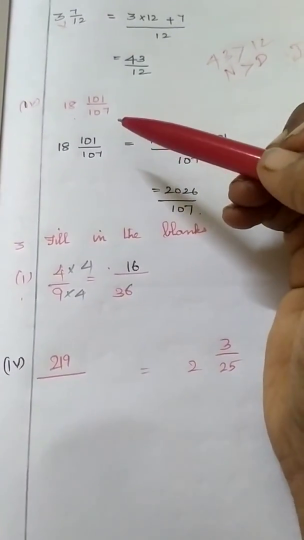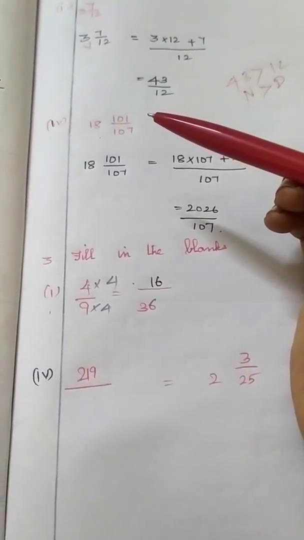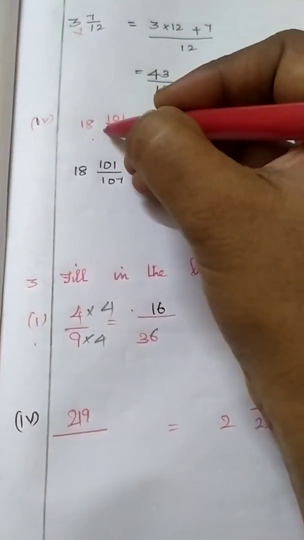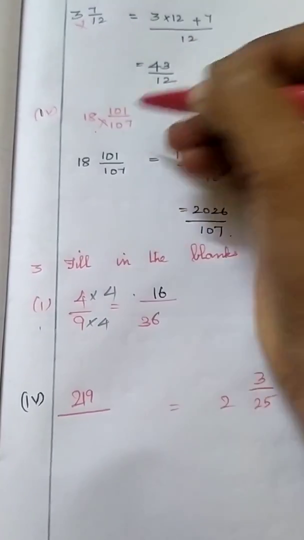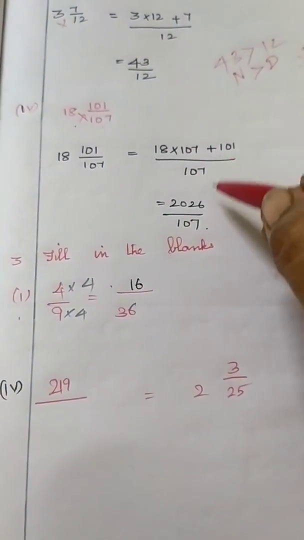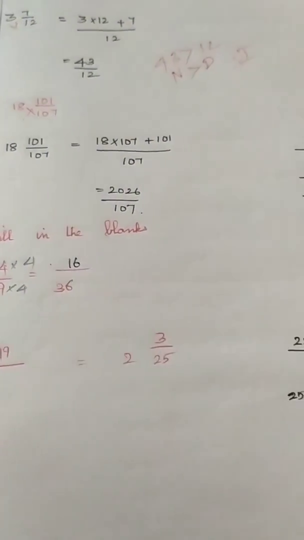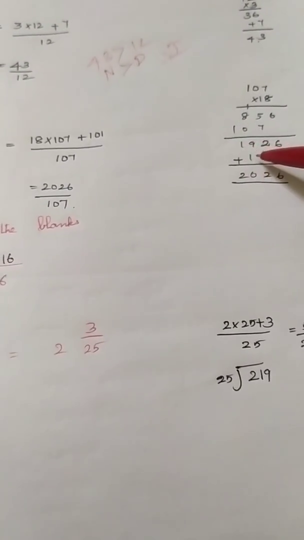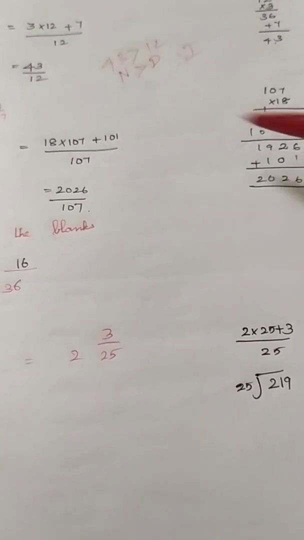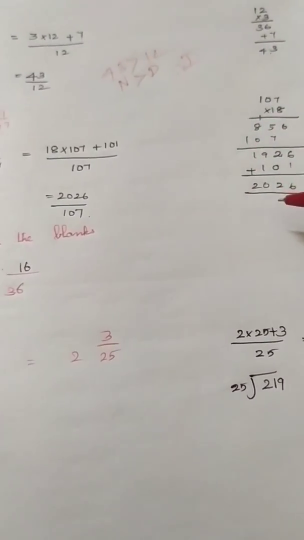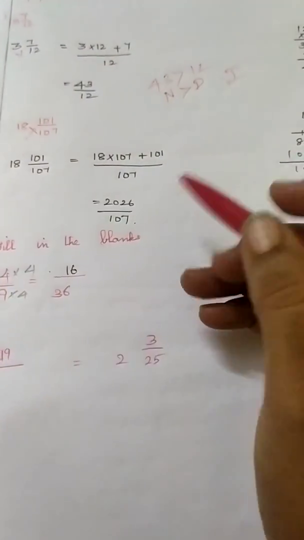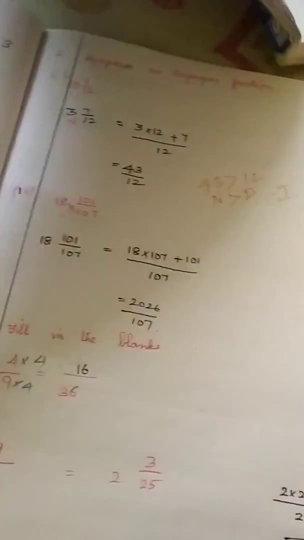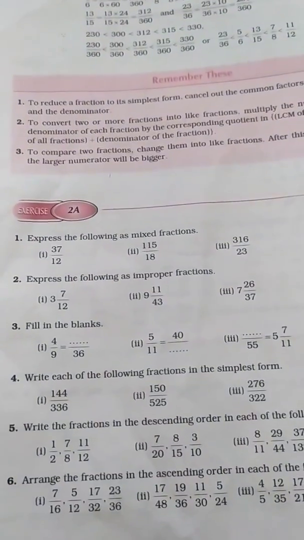Next question, 18 1 by 107. This is in a mixed fraction. We are going to convert it into an improper fraction. For that, integral part multiplied by denominator plus numerator, divided by the denominator. 107 multiplied by 18. When you multiply, you will get 1926. When you add 101, you will get 2027. And the denominator is 107. So we learnt what a mixed fraction and an improper fraction are.